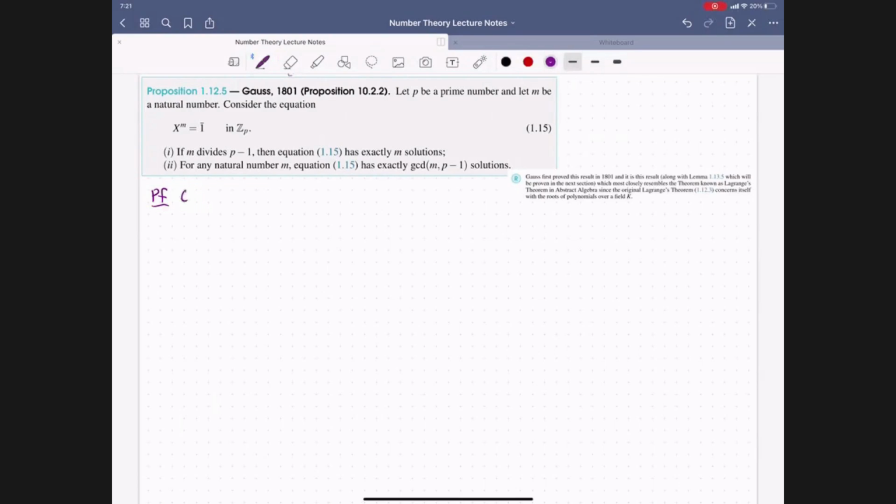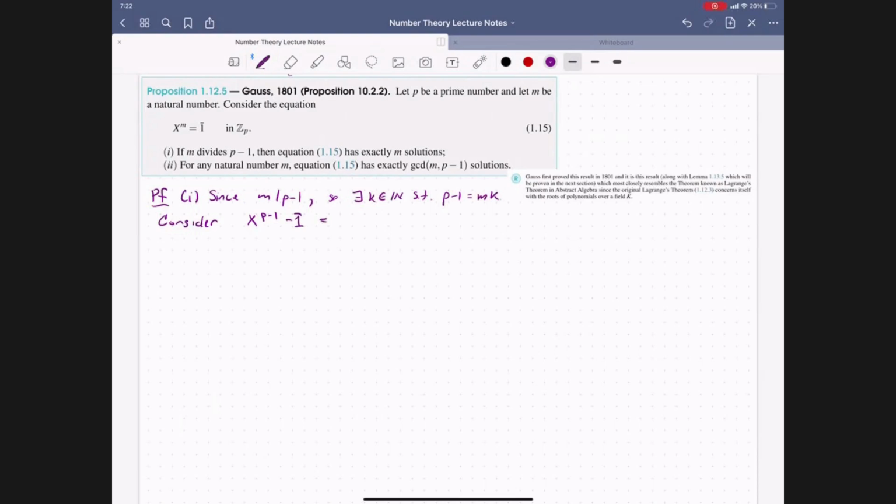So we're going to do 1 first. By assumption, m divides p minus 1. So there exists some k in the naturals such that p minus 1 is equal to mk. Now we're going to consider x to the p minus 1 minus 1 bar.